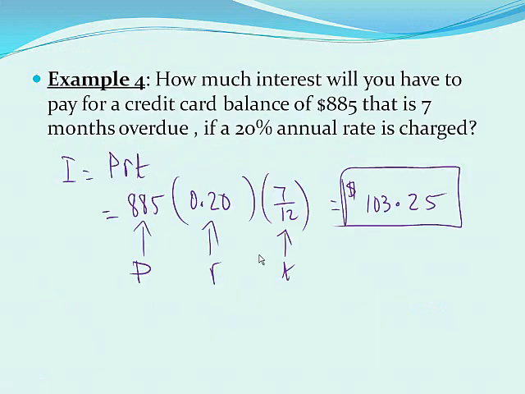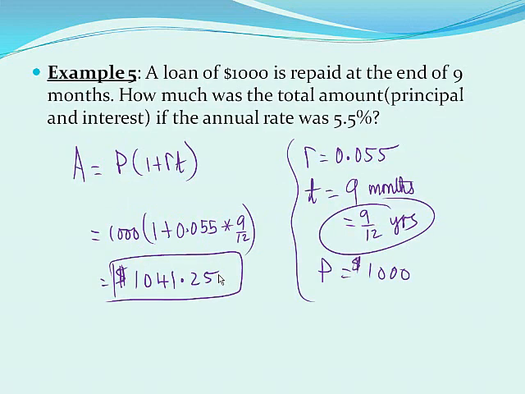How much money will you have to pay for a credit card balance of $885 that is 7 months overdue if a 20% annual rate is charged? So this time the wording is different. The credit card balance is the principal amount. 7 months overdue means the time for which we need to calculate the interest. So 7 over 12 is the time. APR is 20%, so that will be 0.20. We get $103.25 as the interest on that credit card balance.